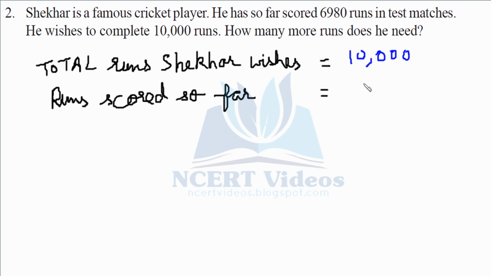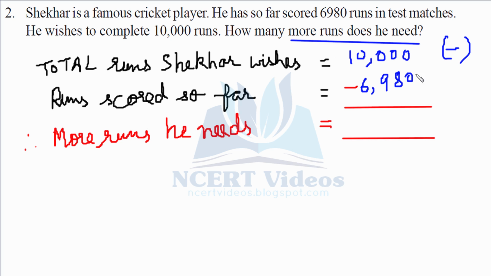And so far, 6,980. So how much is left? It is a subtraction problem. So we will subtract 6,980 from 10,000. That would give our answer. That is, more runs he needs to score in order to get 10,000. So more runs he needs, 0. Then minus 8 gives you 2. 9 minus 9 gives you 0. And similarly we have, so it gives 3,020 runs required.